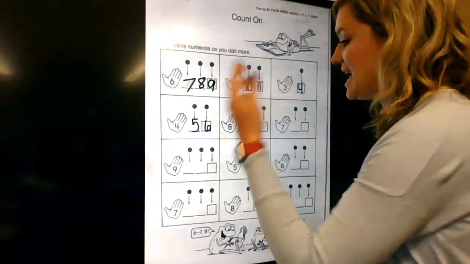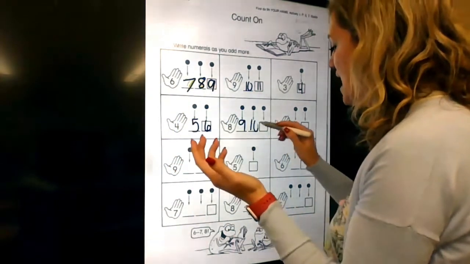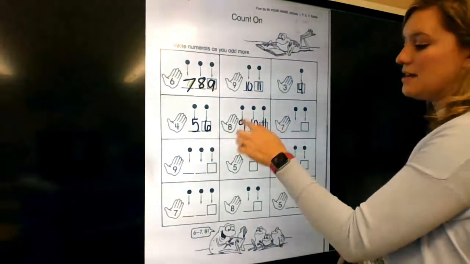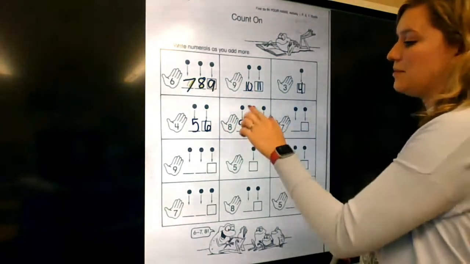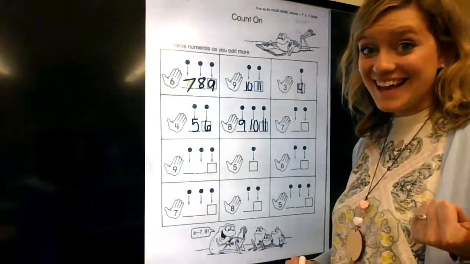So this one starts at 8, 9, 10, 11. 8 plus 3, 8, 9, 10, 11. 8 plus 3 equals 11. Pretty cool math, isn't it?